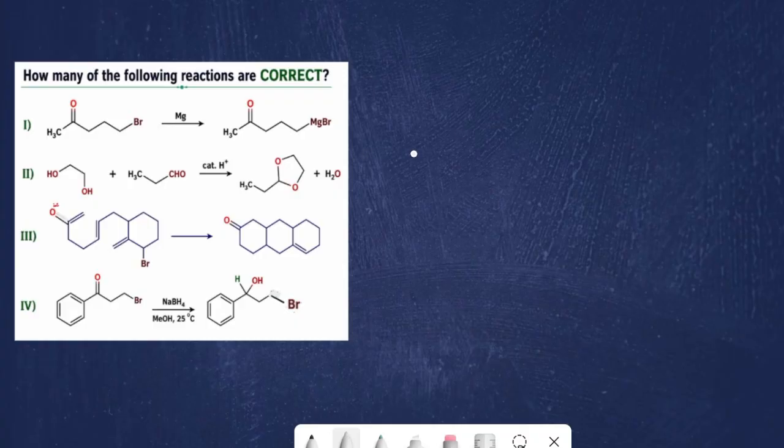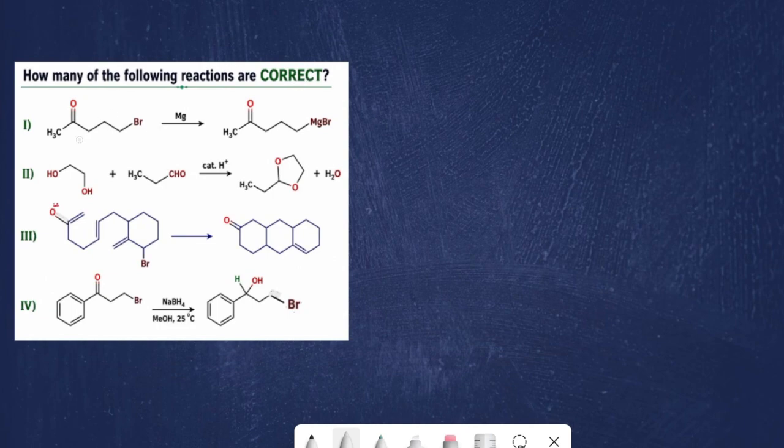So today we are going to solve some of the concepts of Grignard reagent, production of the groups, cyclization and reduction reaction by solving just one question. Let's get started. There are four reactions given here. You have to identify how many of the given reactions is or are correct.